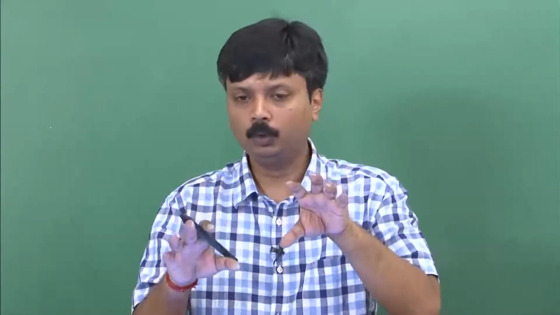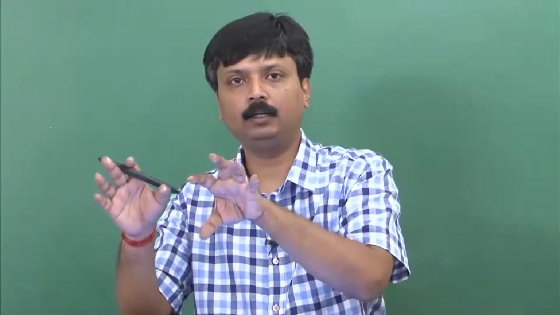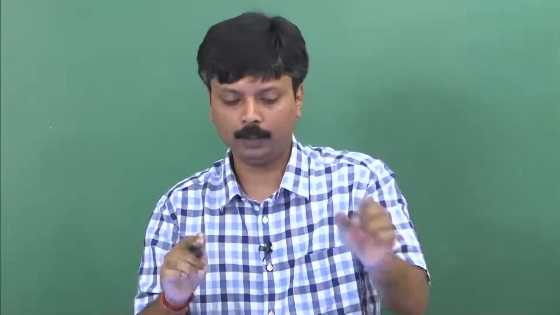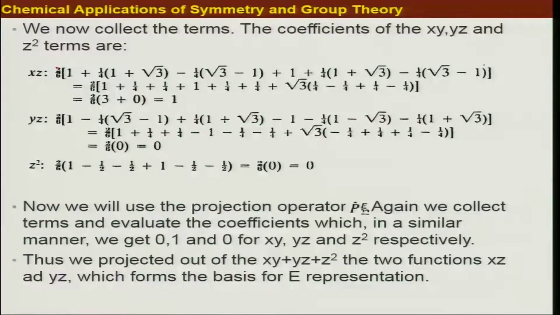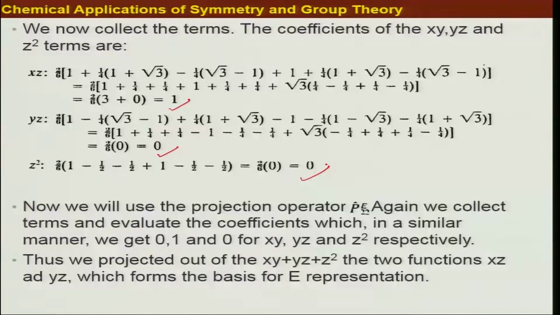My intention is to rearrange the result of this projection operator on this function to express it as coefficients of these three components individually, xz, yz and z square. That's what is shown here. When we collect all these terms and separate the coefficients, I get the coefficient of xz to be 1, while the coefficient of yz is 0 and that of z square is 0. So my projection operator P11 corresponding to the irreducible representation E for C3v is projecting out xz as the basis for the E representation out of the arbitrary function xz plus yz plus z square.